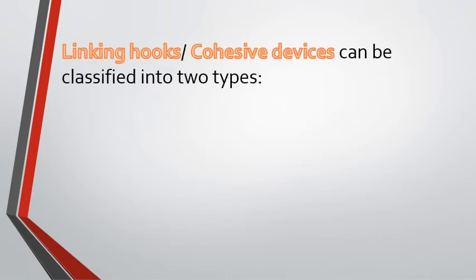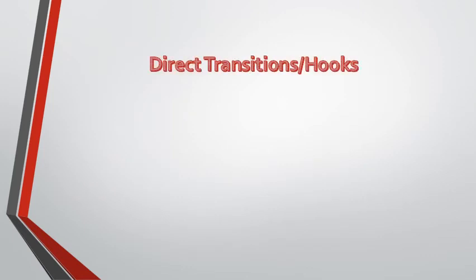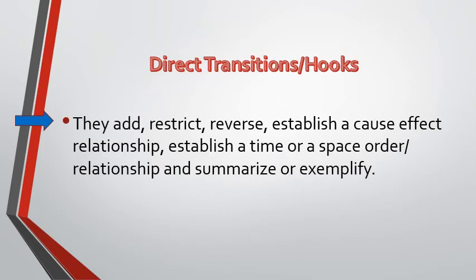Linking hooks or cohesive devices can be classified into two types. As we said, the first type is direct transitions or hooks. The second type is indirect hooks. The direct transitions and hooks, let's see some explanation about that. First, they add, they restrict, they reverse, they establish a cause-effect relationship, they establish a time or space order relationship, and summarize or exemplify. You can do a lot of things. Let's see some examples.